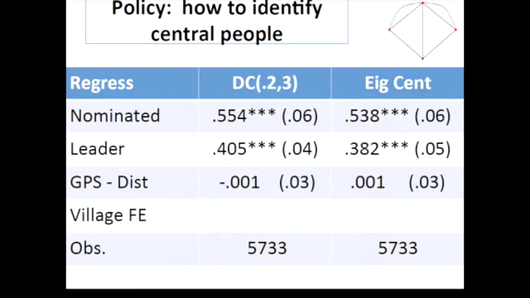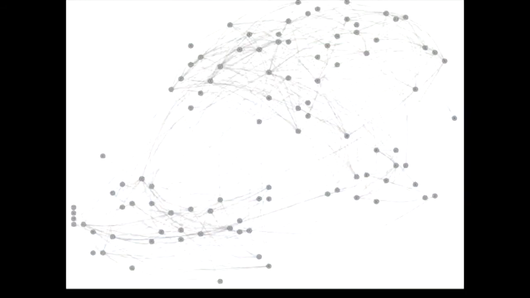Okay. So then you look at diffusion centrality and how well it's predicted by nominations and leaders. Again, this is just a regression which verifies what I put in the table you saw, and GPS doesn't seem to matter much. Okay, so just in terms of pictures to see what it looks like, this is one of the villages again. If you work with networks, you work with a lot of different visualization packages.